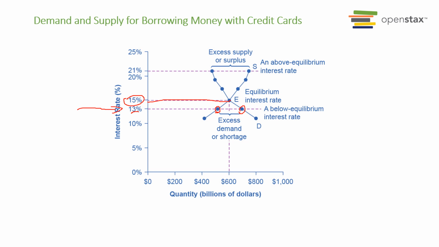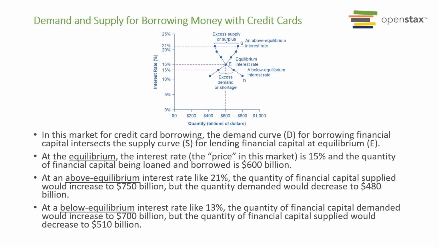Okay, so that's the opposite of a minimum wage. So minimum wage will cause a surplus in the labor market. This interest rate regulation will cause a shortage in the financial market. All right, so we talked about that already.